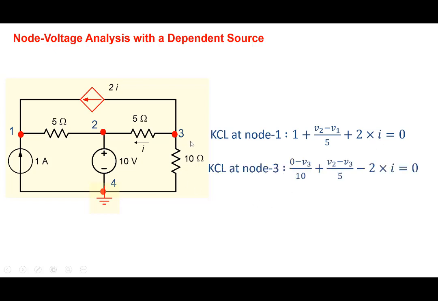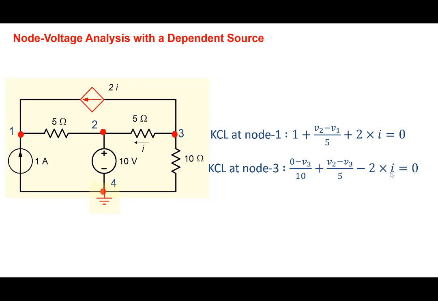Then let's write KCL at node 3. Current coming from the bottom is 0 minus V3 by 10. Current coming from the left, V2 minus V3 by 5, and current leaving this particular place here, so we put minus 2I equal to 0.